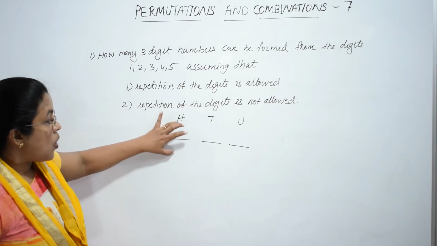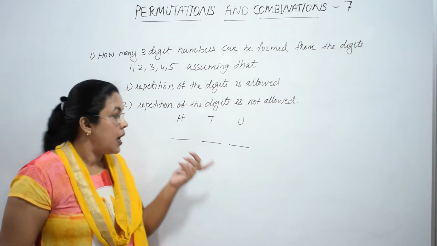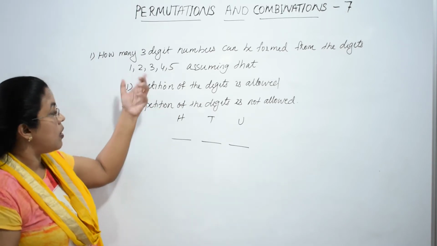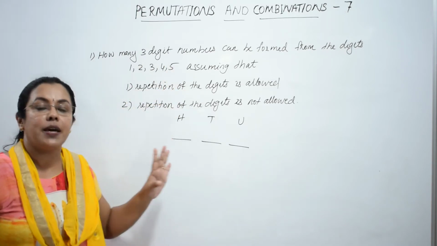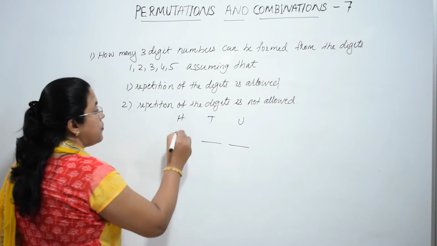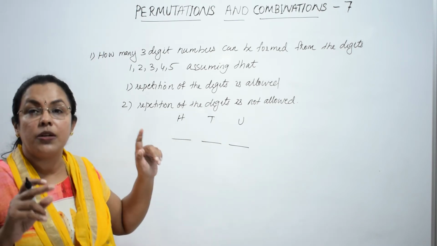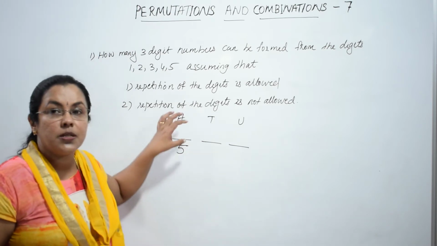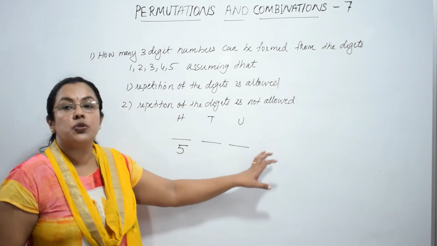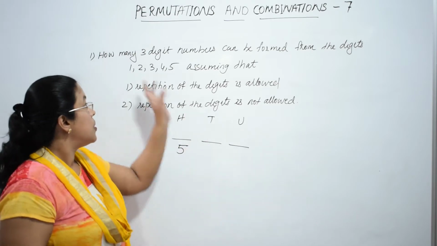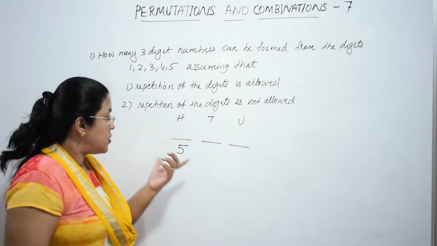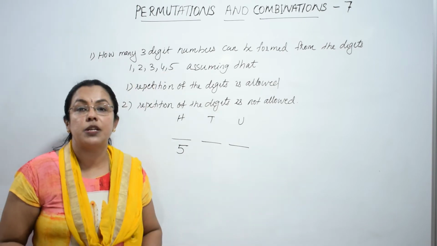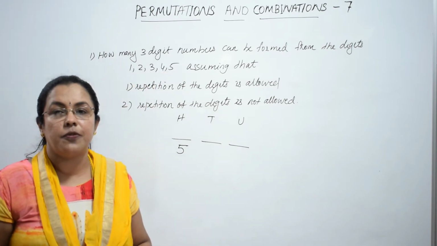Then, in how many ways can we fill the hundreds place using the digits 1, 2, 3, 4, 5? Are all the digits possible here? Yes. The hundreds place can be filled using the digits 1, 2, 3, 4, 5 in 5 ways. Means 1 fixed, then 2, 3; 2, 4; 2, 5, like that. So the first place can be filled in 5 different ways.